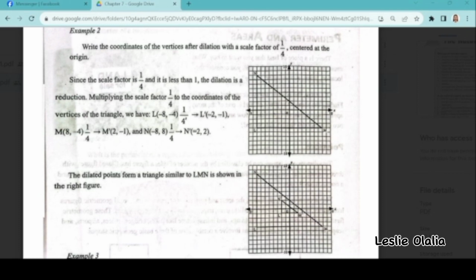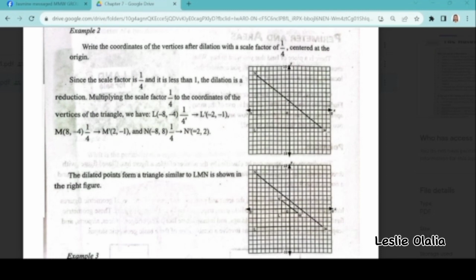So, we have here the example number 2. Write the coordinates of the vertices after dilation with a scale factor of 1/4, centered at the origin. Now, since, like I said earlier, the scale factor is always given and it is 1/4, since it is less than 1, our dilation is a reduction. Ngayon, katulad ng sinabi ko kanina, para makuha mo yung corner points o yung dilated points, i-multiply mo lang yung scalar factor sa mga corner points.